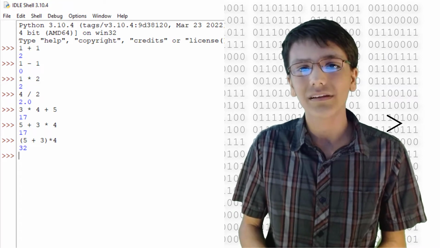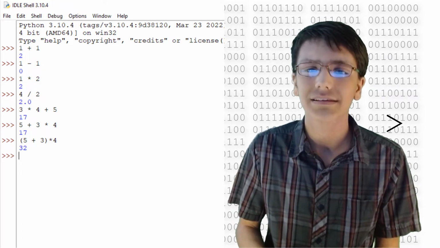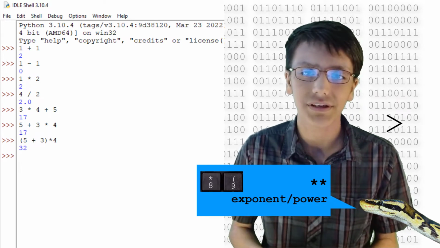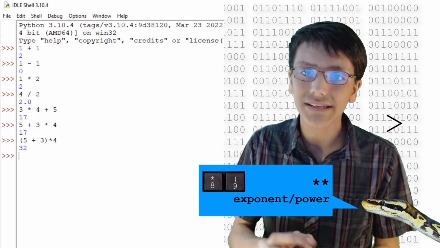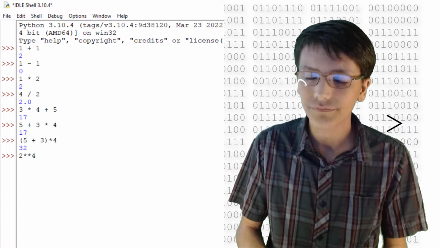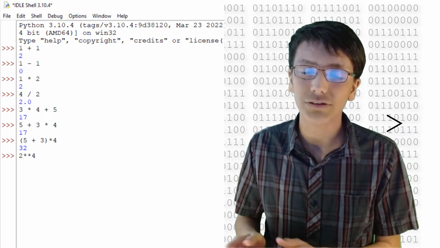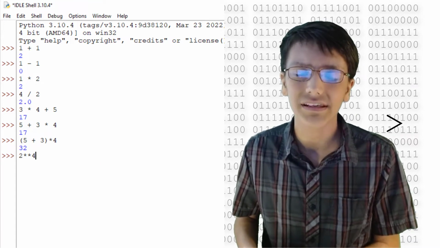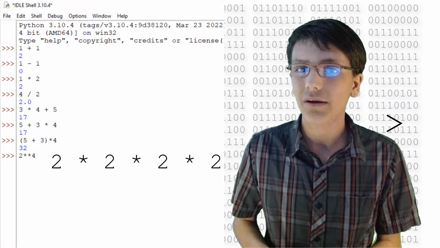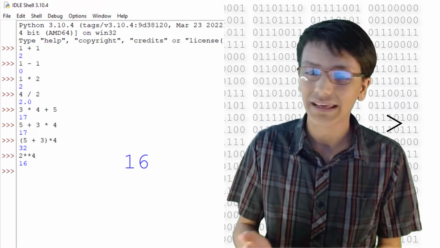Now, let's take a look at some other operators Python has. One is 2 asterisks, which is exponents or powers. If you haven't studied exponents, here's an example. Let's say we did 2 asterisks, and then a 4. What this means is we multiply 2 by itself 4 times. So 2 times 2 times 2 times 2. If we do all that, we get 16, like it says in the shell.